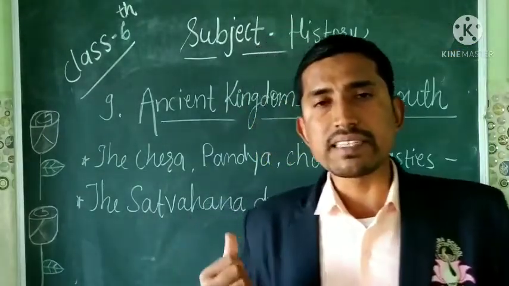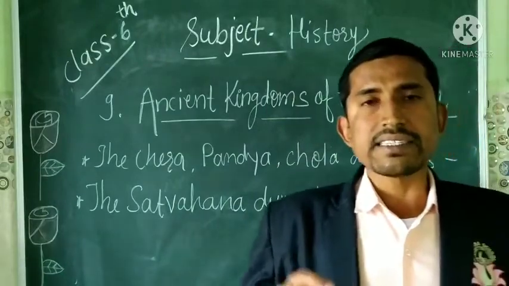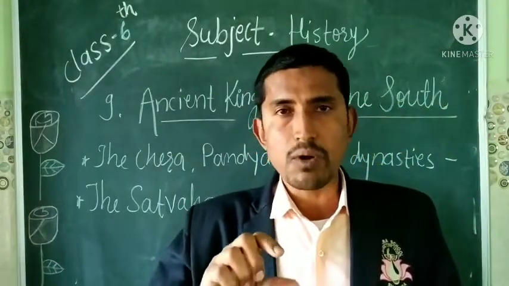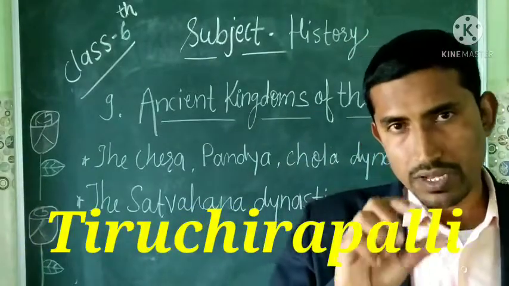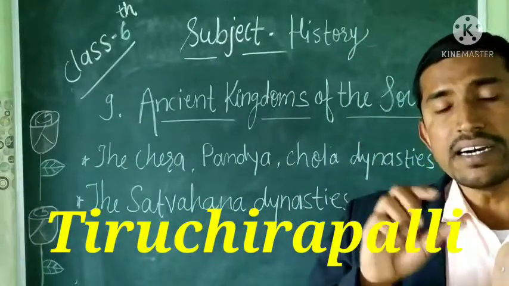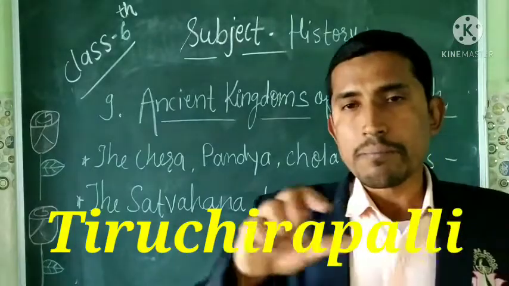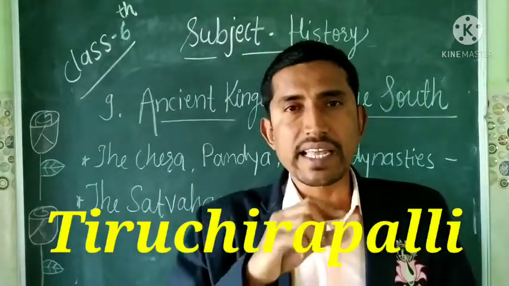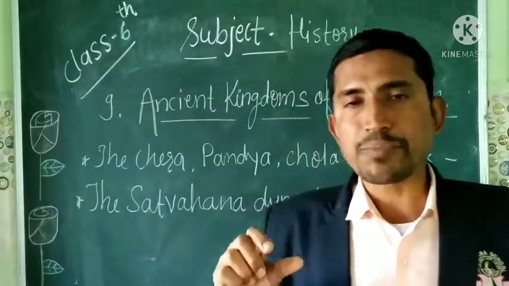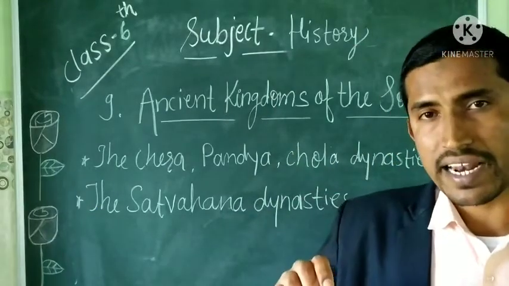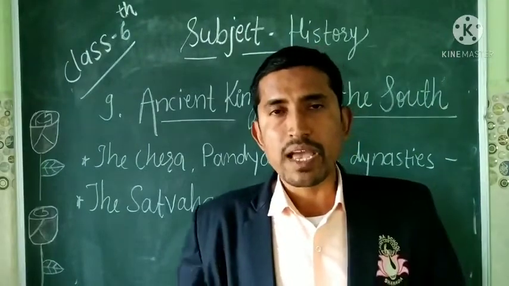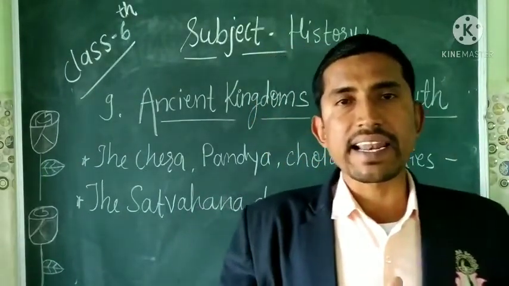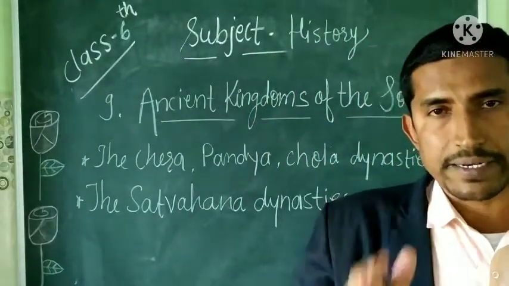And the last one is the Chola dynasty. This Chola dynasty or Chola kingdom occupied the region of Tiruchirappalli in Tamil Nadu. So by seeing this we can say that the Chera, the Pandya and the Chola dynasties were the famous dynasties of South India, and they lay between today's Kerala and Tamil Nadu states.